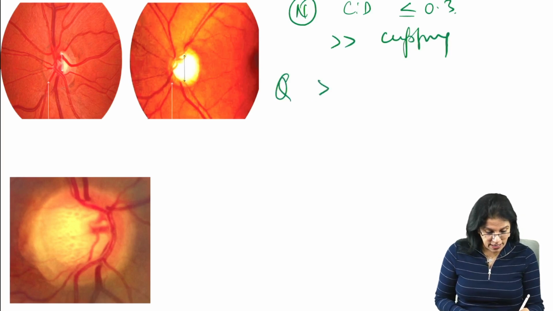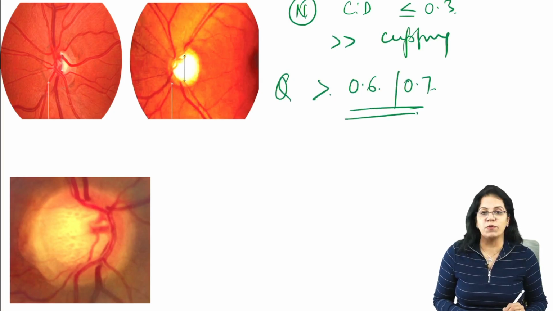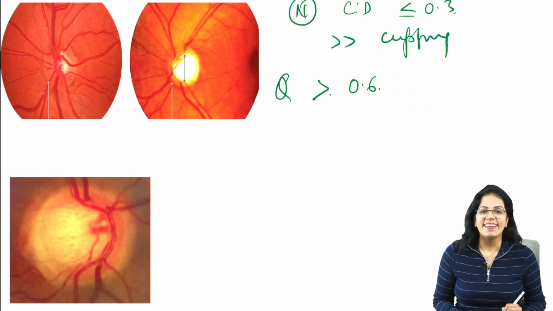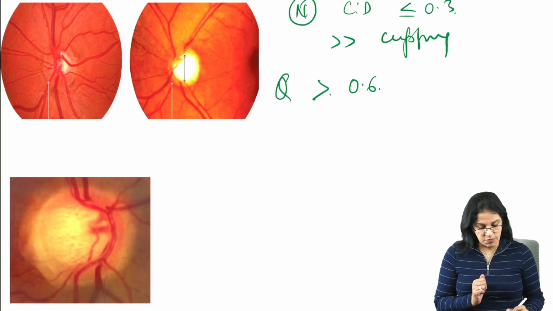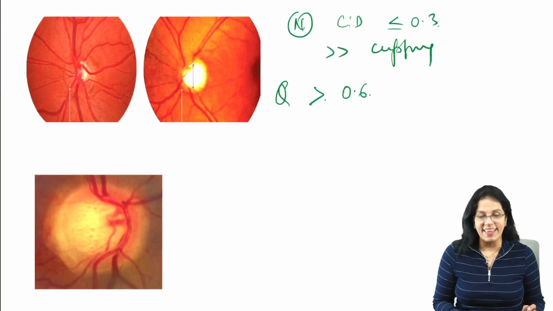Now this is again another important fact: we generally start working about it as significant when the CD ratio is more than 0.6. Learn 0.6, not 0.7, learn 0.6. Okay. But yes, if the question is what is the normal CD ratio, this has to be answered like this. Okay, what do you see here?